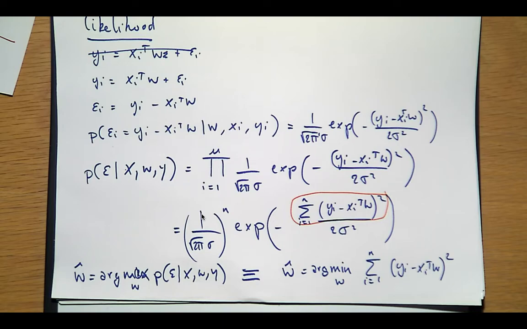Are you okay? Yes, sir. Can you spell that out for the class? Why is it that making P of epsilon big means making that thing small? What's the key?